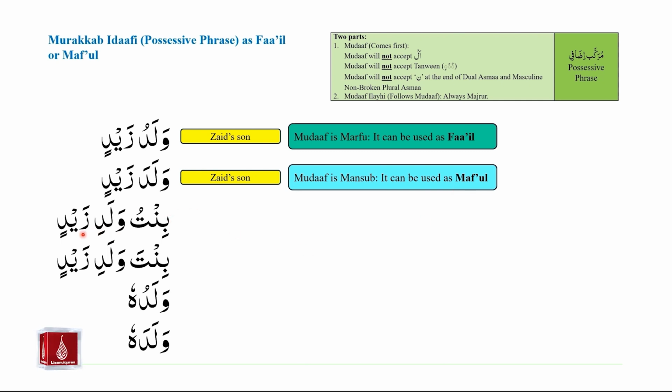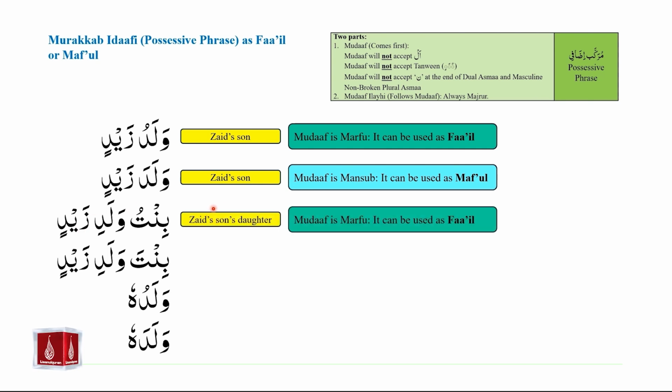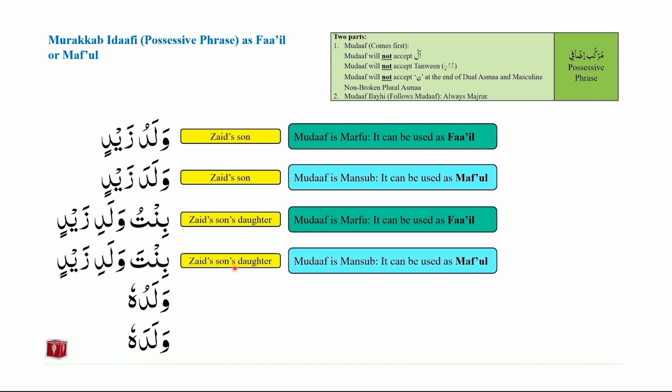Bintu waladi zaidin. This is a complex murakkab izafi. Zaid's son's daughter. In this case, mudaf, which is bintu, is marfu. Therefore, bintu waladi zaidin can be used as fa'il. Binta waladi zaidin. This also means Zaid's son's daughter. But in this case, the mudaf, which is binta, is mansub. Therefore, binta waladi zaidin can be used as maf'ul.